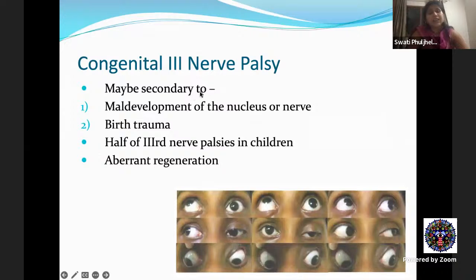Congenital third nerve palsy is generally because of maldevelopment of the third nerve nucleus, or the nerve itself, or could be secondary to birth trauma. What is interesting to note is that it forms half of the third nerve palsies in children. The other common cause in children is of course trauma. And many of these patients will show aberrant degeneration in some form or another.